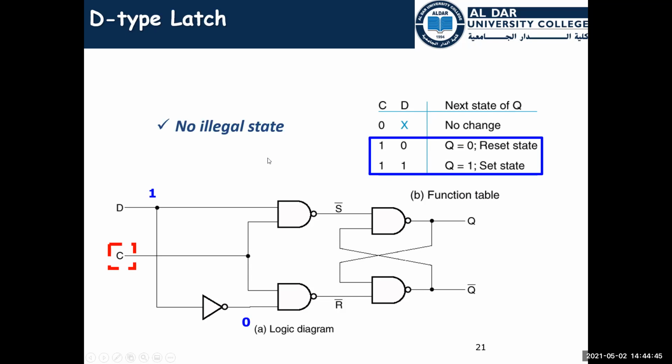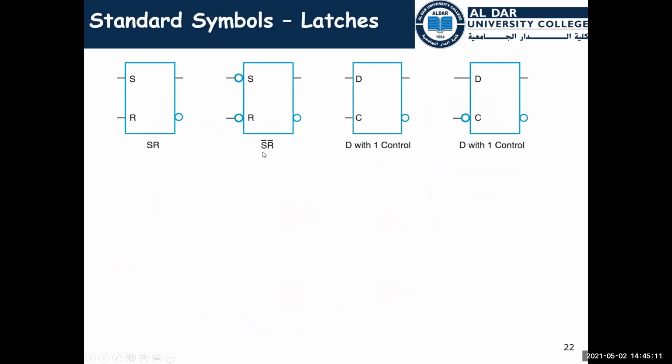No illegal state, because we are sure that the input will be either 1, 0 or 0, 1. There are no other states here, because one of the inputs is going directly to this part, and the inverse of the input will be going to the other part. So I'm sure that there are no illegal states here.